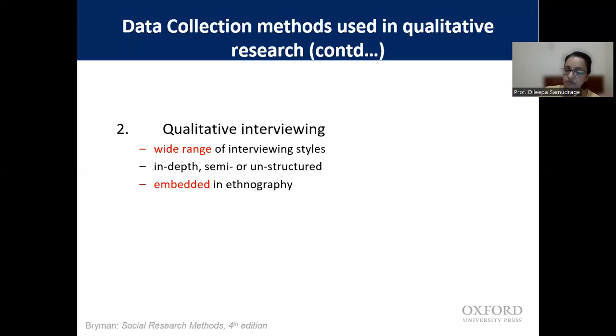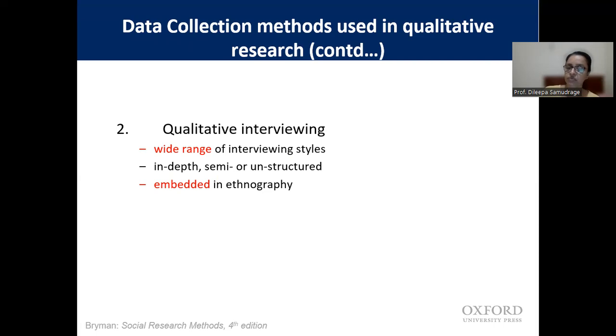So in-depth interviews, semi-structured or unstructured interviews. These interviews you can use in ethnographic studies also. That's why it says embedded in ethnography. So in ethnographic studies, interview is a must, right? You have to question the people, ask people to get their ideas. So in ethnographic studies, the qualitative interviews are there, but in interviews there are different types of styles: in-depth, semi-structured, unstructured, likewise.